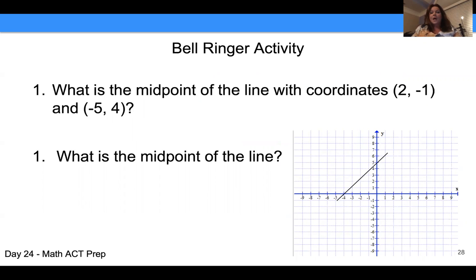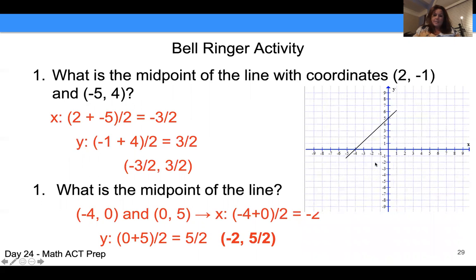Okay, welcome back. In this one, they're asking for the midpoint of the line with the coordinates listed. And then they're also wanting the midpoint of this line. So if we look at this line, here you've got 2 plus -5 divided by 2 gives us -3/2, and then -1 plus 4 gives us 3 divided by 2. So we have -3/2, 3/2.